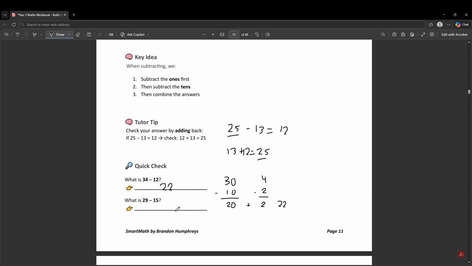Now on to the second example. I'll give you guys a couple of seconds again. So, using the same idea, we'll line up the tens together. So 20 and 10, which will give us 10. And we'll line up the ones, 9 and 5, which will give us 4. And when we add these together, our end value will be 14.